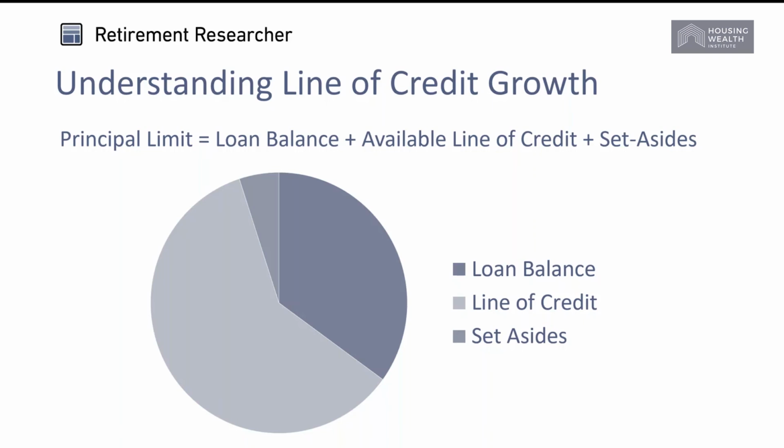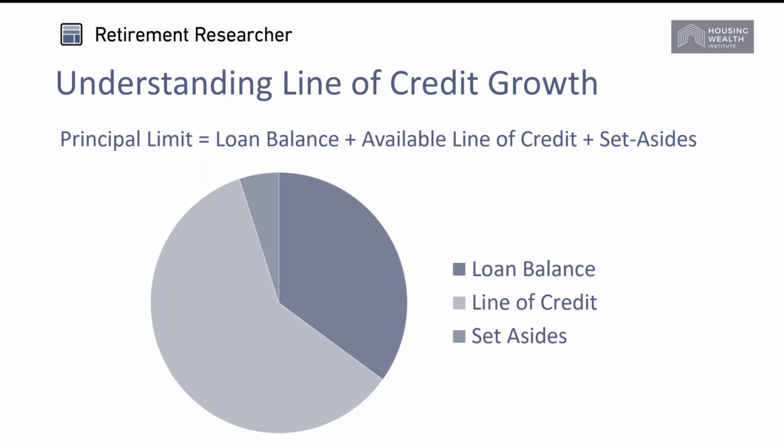So if you've borrowed something, it's always going to be growing at that factor. If you've got a line of credit, the ratio of loan balance to line of credit will always stay the same. Everything's growing at the same rate. Now, if you borrow from the line of credit, you move some of that over to the loan balance, you have a new ratio between the two, but then they always grow at the same collective rate.